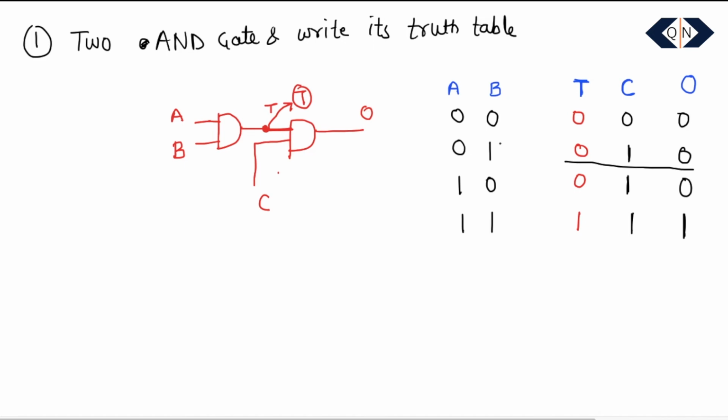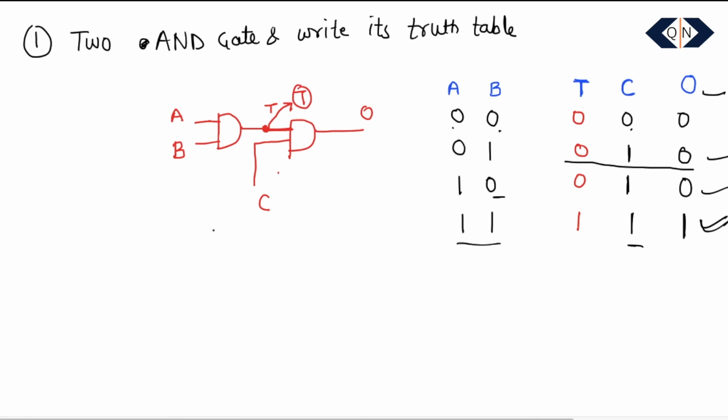So we can from here see that if A, B and C all are 0, then our output is 0. In the second case 0, 1, 1, then also our output is 0. If any of the digits is 0, then our final output becomes 0. And if all the digits are 1, then our output is also 1.